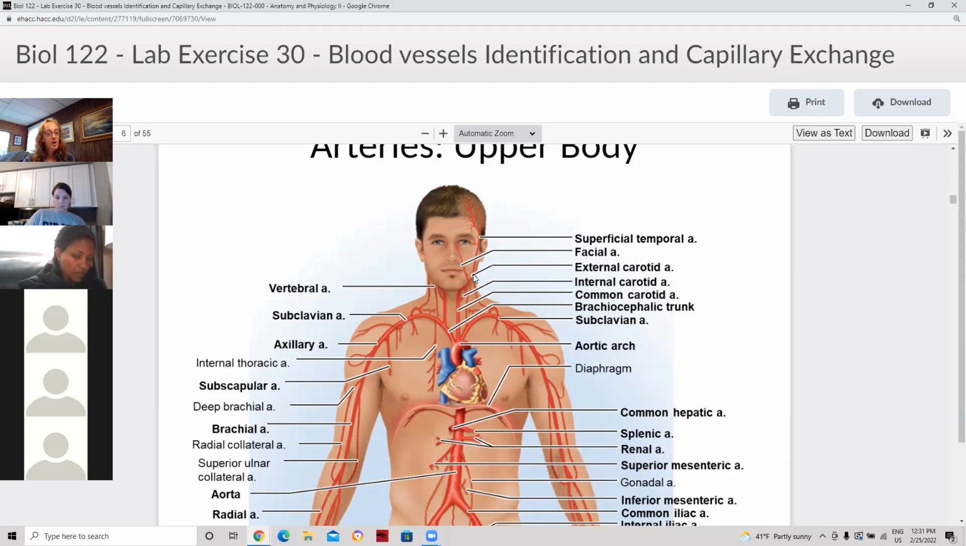They branch off from a common carotid. Remember what I said about common? It means that it's going to split. So the common carotid artery splits off into the internal and the external carotid arteries.